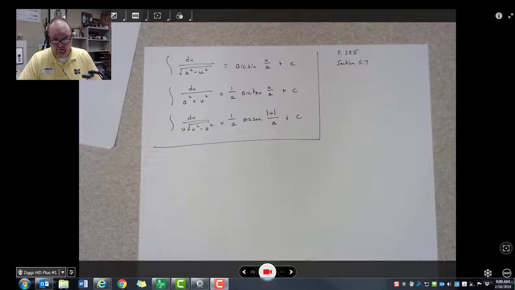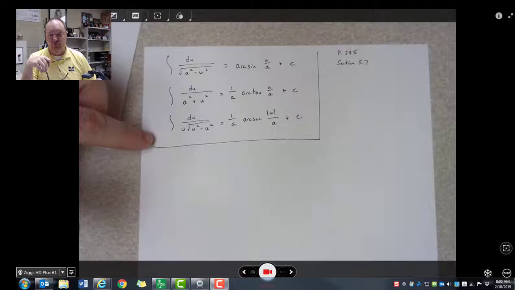All right, hello again. Sorry I can't be with you today, but I want to do two things, and this is the first of those two things. I want to go through some of the homework from section 5.7 using these new integral formulas.